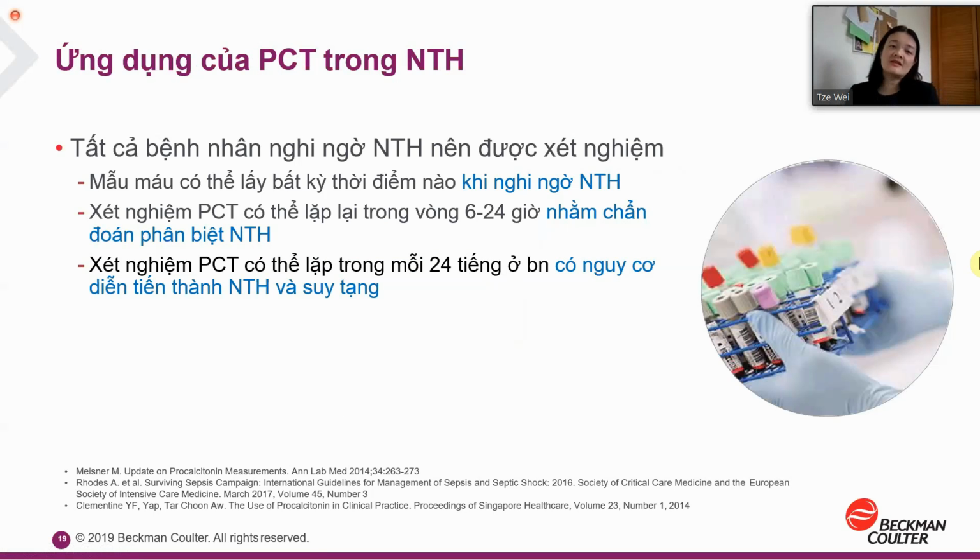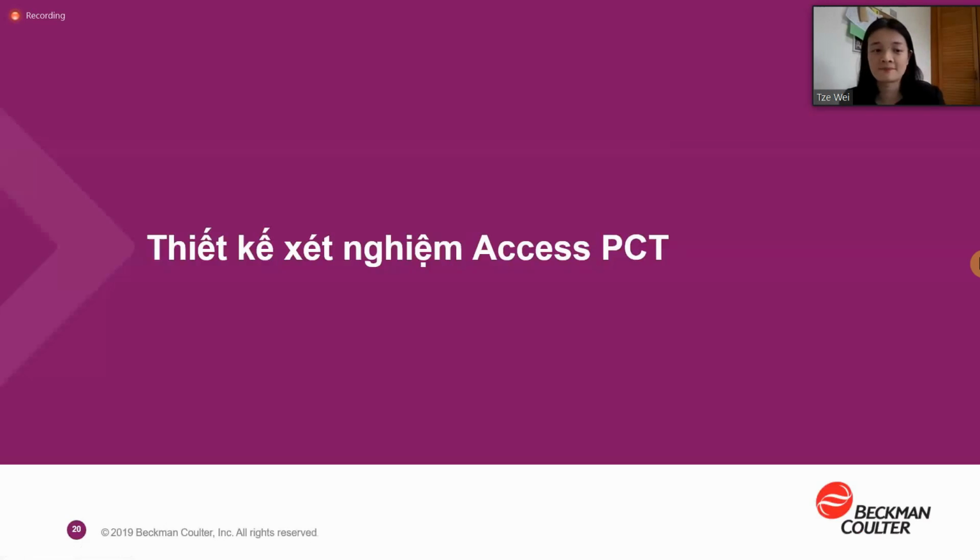So what is the clinical use of procalcitonin in sepsis? I think we've all discussed this, and I just want to quickly recap. Procalcitonin can be used in all patients where sepsis is suspected. It can be repeated within 6 to 24 hours to aid in differential diagnosis of sepsis. And it can be repeated every 24 hours in patients who are at risk of developing sepsis and organ dysfunction.